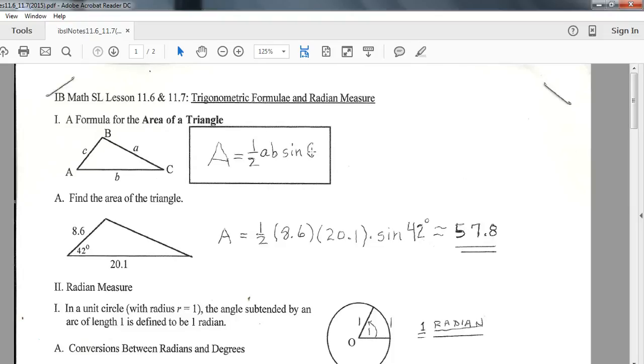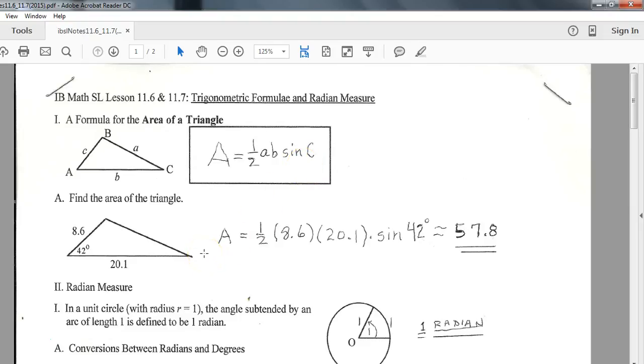You could do it with a right triangle also, but if I have a 90-degree angle right here, well, the sine of 90 is 1, and so 1 times this would just be 1/2 AB. So it wouldn't make sense to use this format for a right triangle.